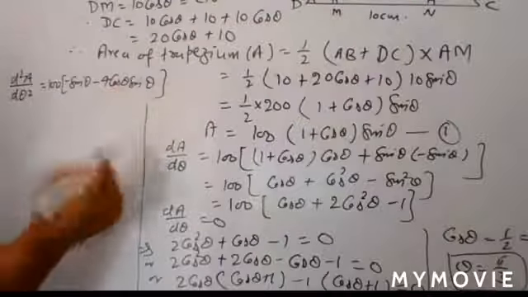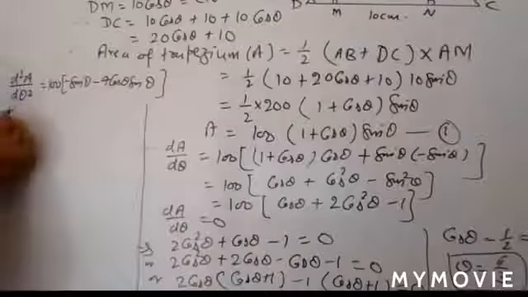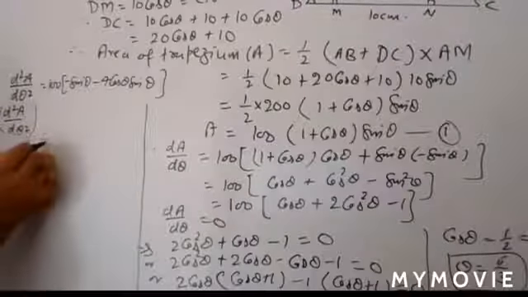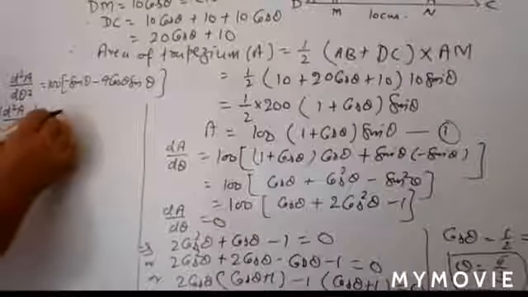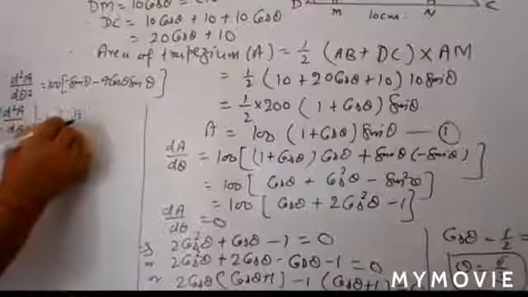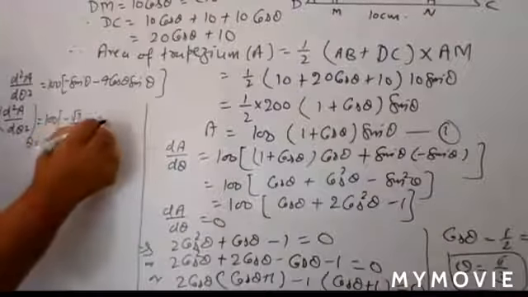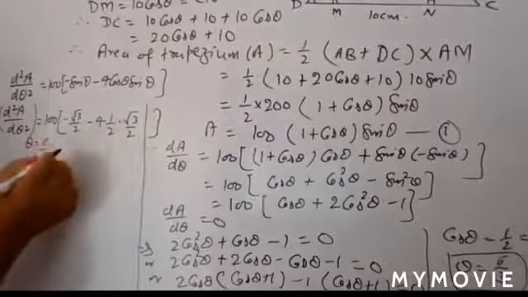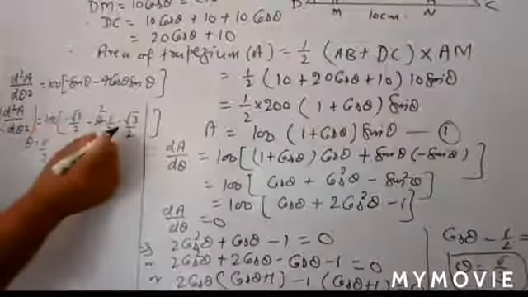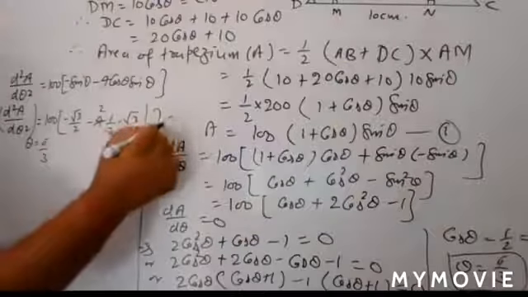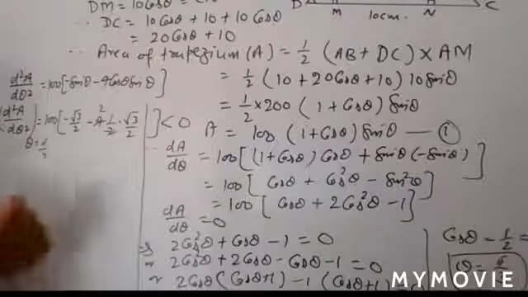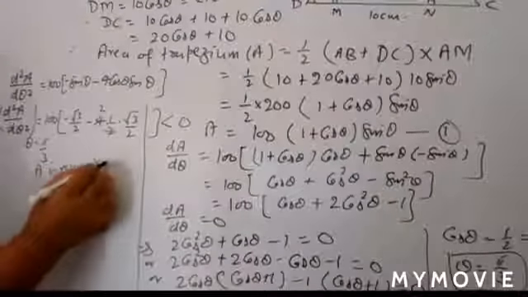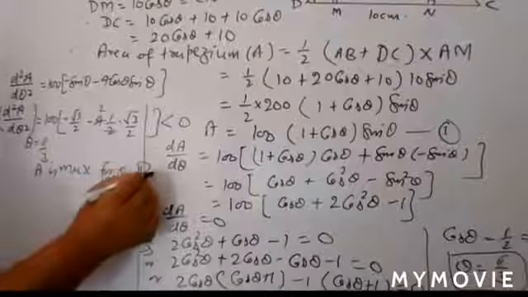Now putting the value of theta, which is pi by 3. So d2A upon d theta 2 at theta is equal to pi by 3, you have 100 into minus root 3 by 2 minus 4 into 1 by 2 into root 3 by 2. Okay. So overall that is negative and this term is also negative. So that is less than 0. And it shows that hence A is maximum for theta is equal to pi by 3.